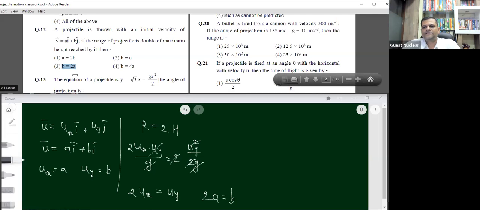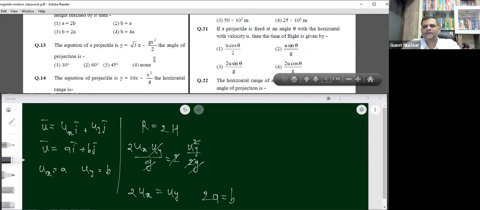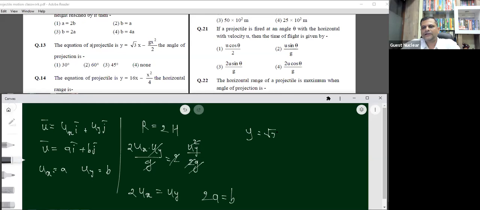चलो ठीक है. Next one, the equation of a projectile is y equal to root 3 x minus g x square by 2. Then the angle of projection is, it's very simple. This equation can be compared with y is equal to x tan theta minus g x square upon 2u square cos square theta. याद है? This is the equation of trajectory of a projectile.